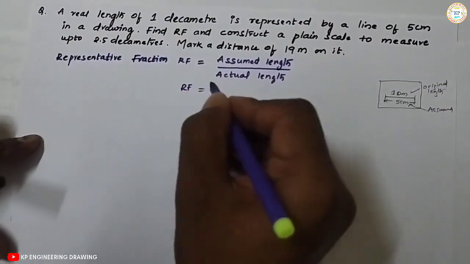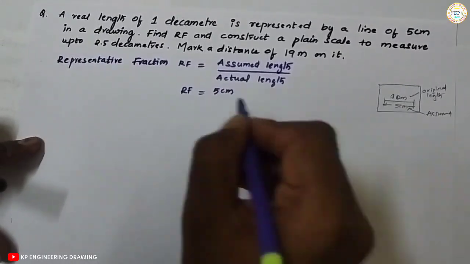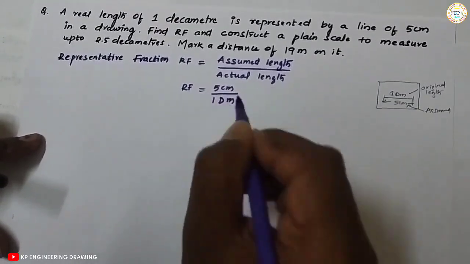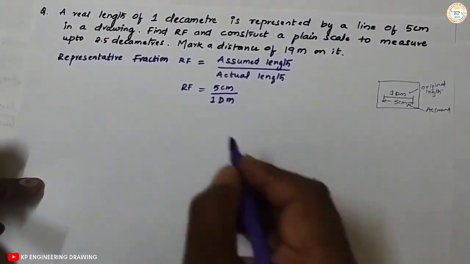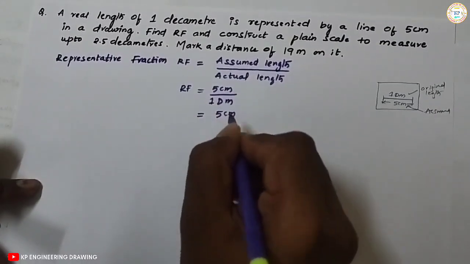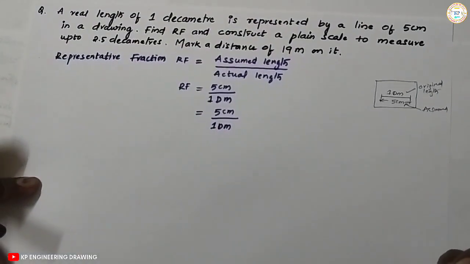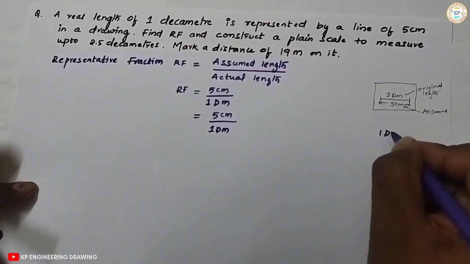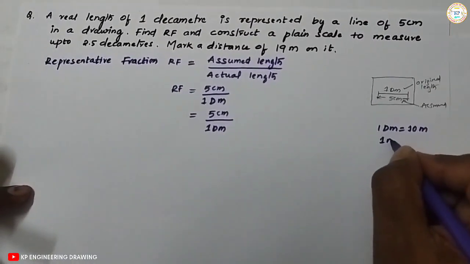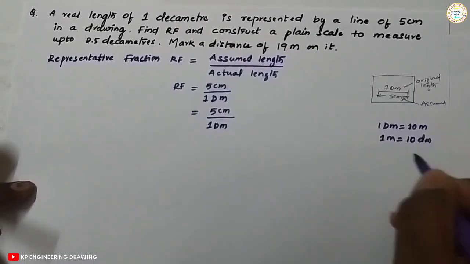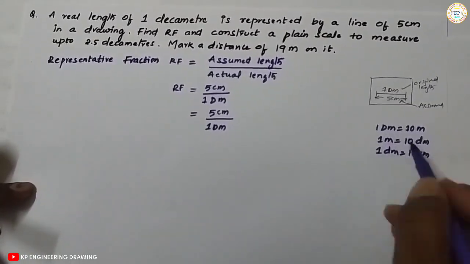So if you see the problem and the formula, RF will be assumed length by actual length. What is assumed length? Assumed length is 5 centimeters and actual length is 1 decameter. Here we have to convert this 1 decameter into centimeters. So this can be written as 5 centimeter by 1 decameter. What is 1 decameter? If you see the metric measurement conversions, 1 decameter will be 10 meters, and 1 meter is equal to 10 decimeters, 1 decimeter is equal to 10 centimeters. So this is the conversion of decameters to centimeters.